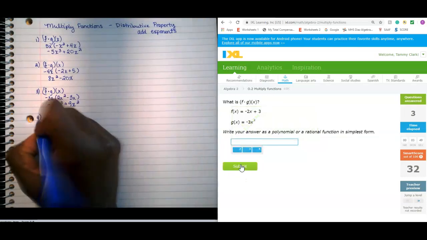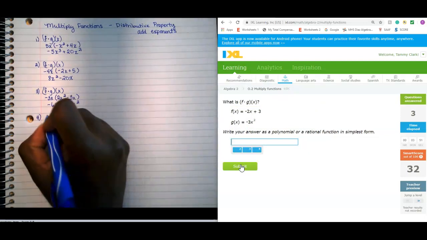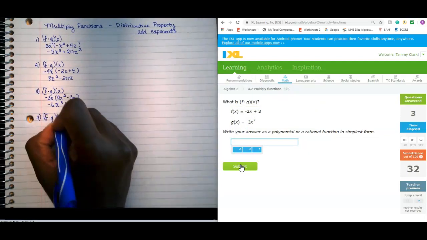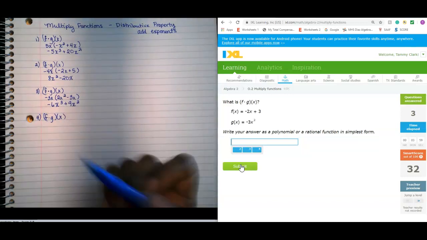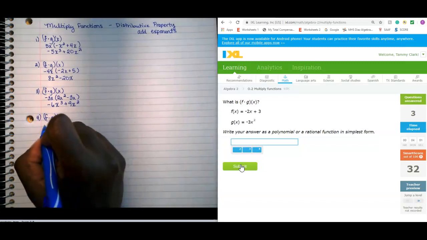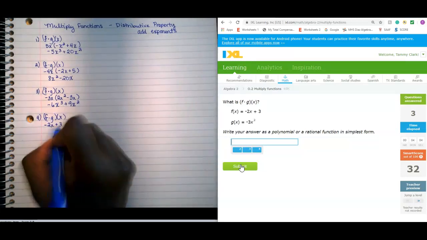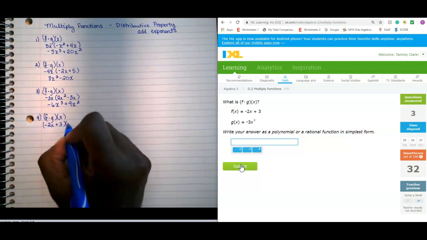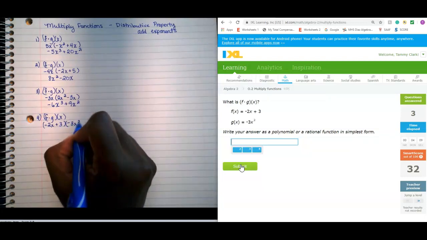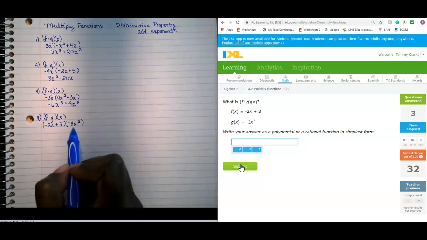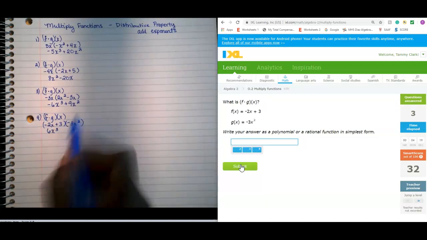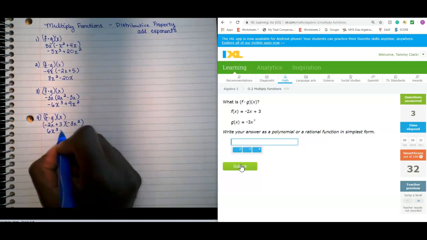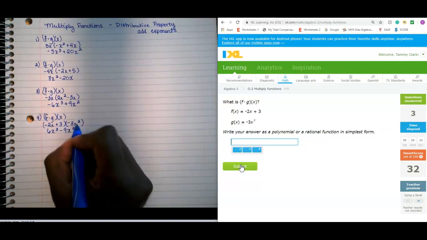Number 4. Again, there's f multiplied by g of x. Or as you really could say, what is f of x multiplied by g of x? So we've got negative 2x plus 3, and we're going to multiply that by negative 3x squared. So I've got negative 2 times negative 3, which gives me positive 6. X times x squared is x cubed. Then I've got 3 times negative 3, which is negative 9. And I've got my x squared.